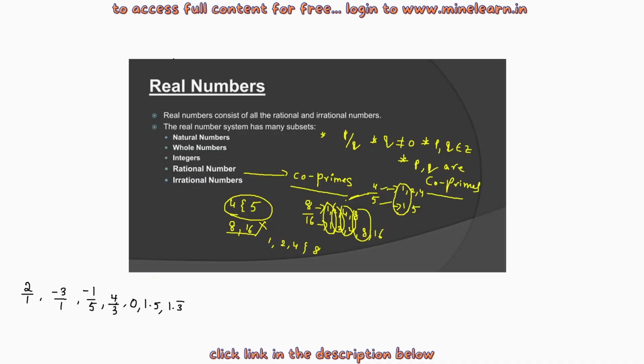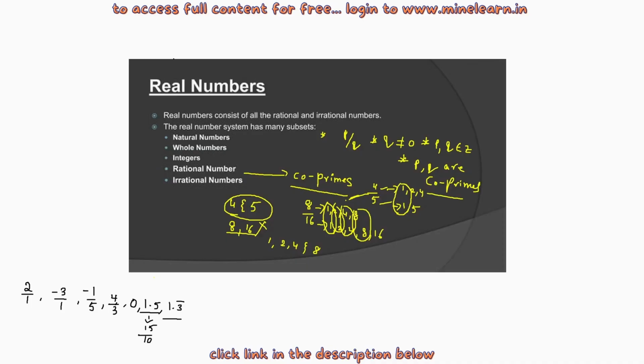How can 1.5 be written as a fraction? 15 by 10. A decimal after a number can be written over a power of 10. Now come to 1.3 bar. This is called a non-terminating repeating decimal. We have a method by writing its periodicity. We can write it as a rational number. So all these types come under rational numbers.